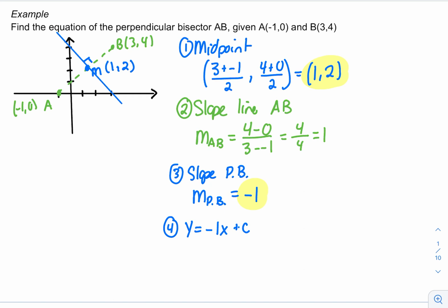I need to find out what this c is, so I replace my x and y coordinates into my equation. And I find that c is equal to 3. Therefore, the equation of my perpendicular bisector is y = -x + 3.